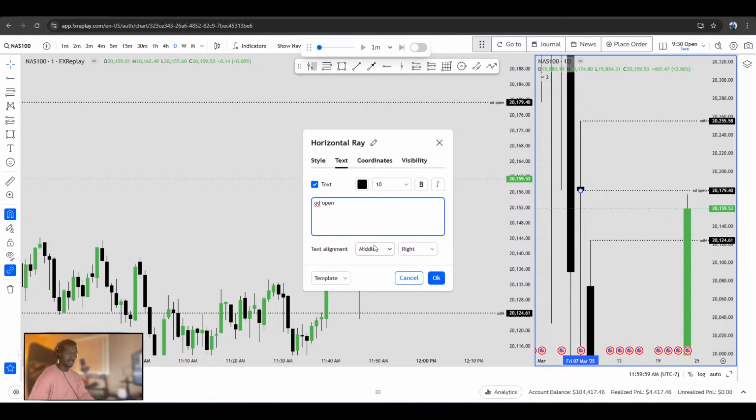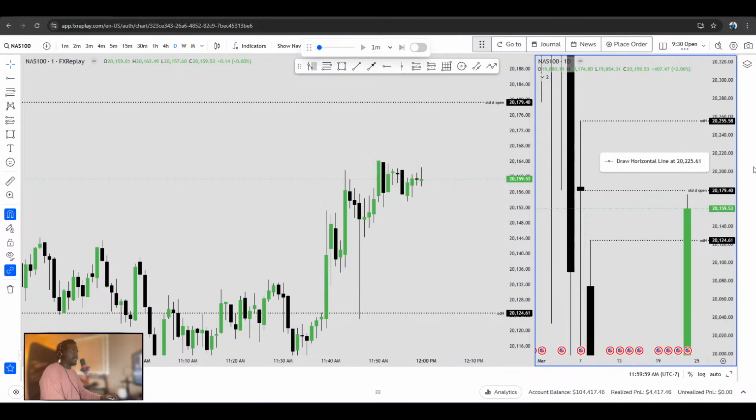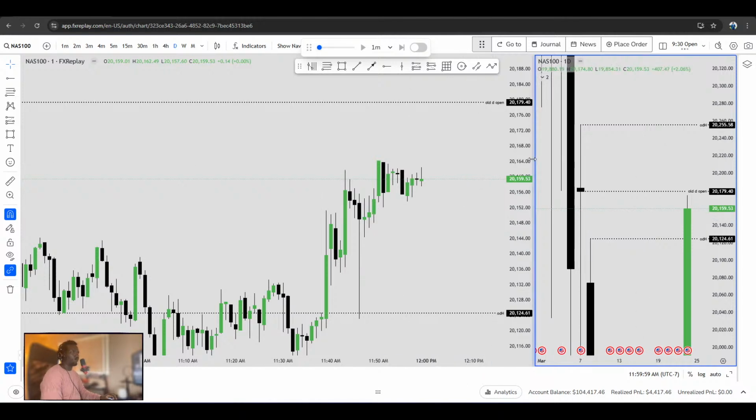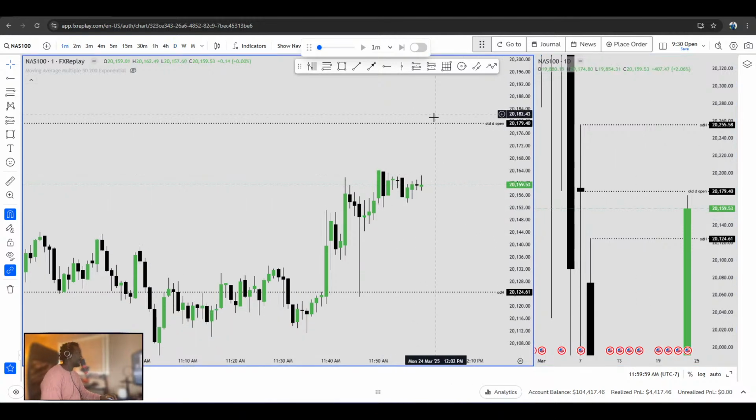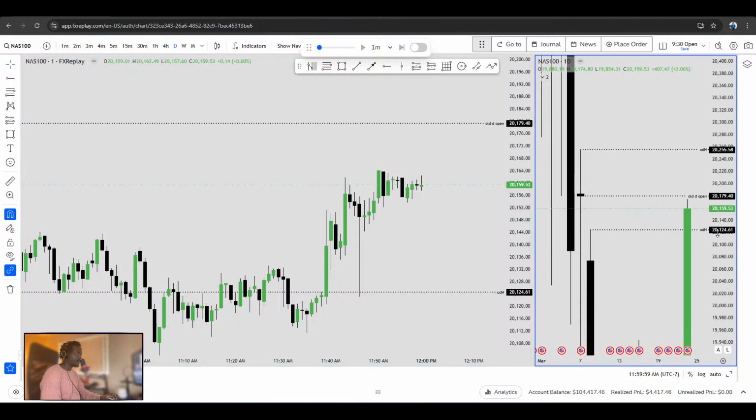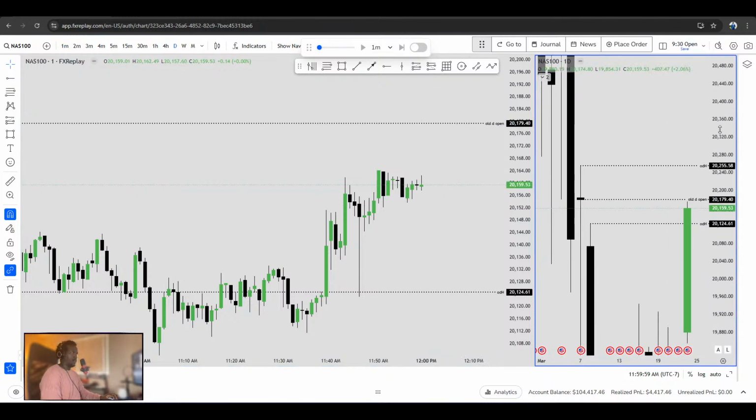Does that make sense? I'll just write old daily high, old daily open. That should be it. That's okay. Just leave it like that. So I just want to see what price will do once we get to whatever levels. And I think that's it.